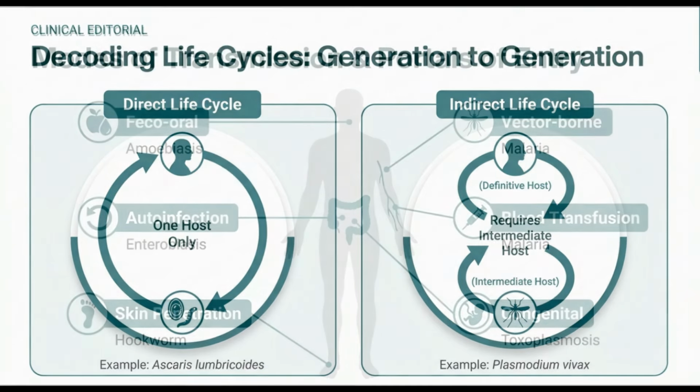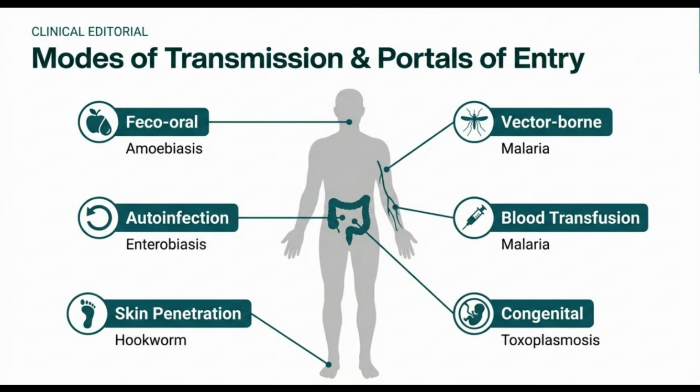So how do these parasites actually breach our defenses? This infographic shows all the different routes they can take. It could be the fecal-oral route from contaminated food or water.